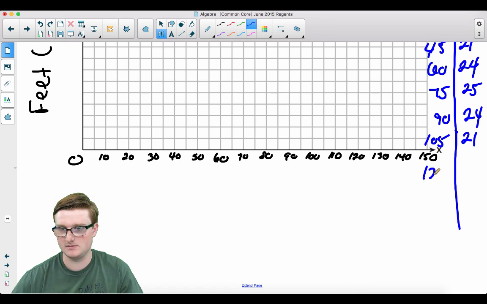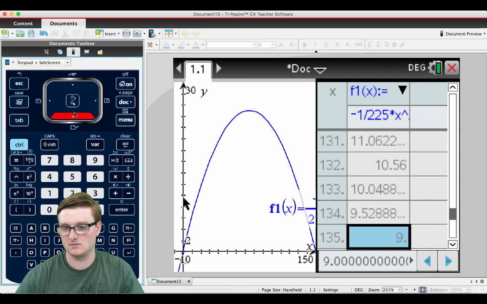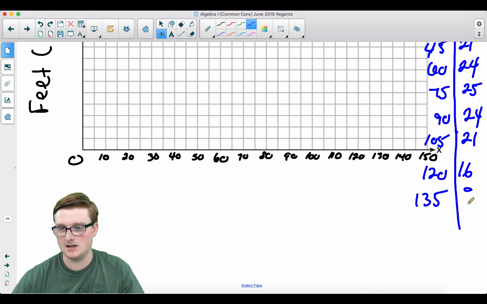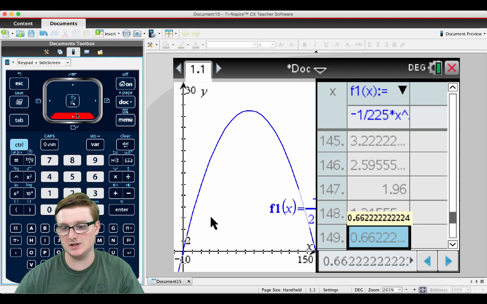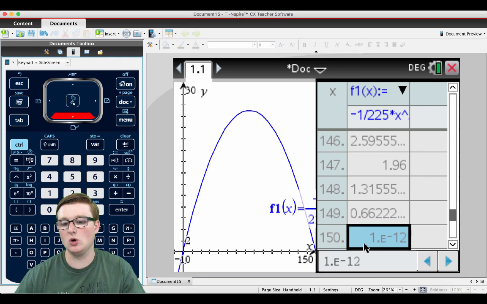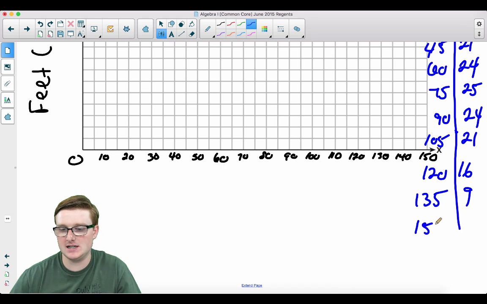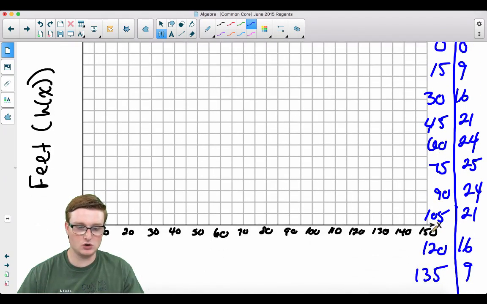120.16. 135.9. I think that's the last one, so I hope. 150 should be 0. Yeah, so 1e to the negative 12th, that number is so small, it's considered to be the number 0. So 150, 0. Great. Now your job is to graph these.